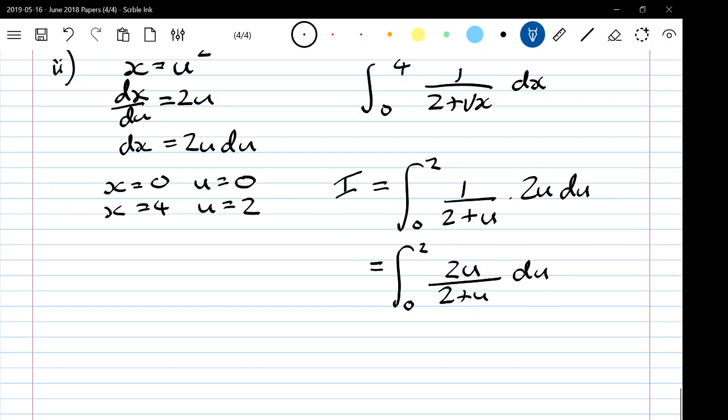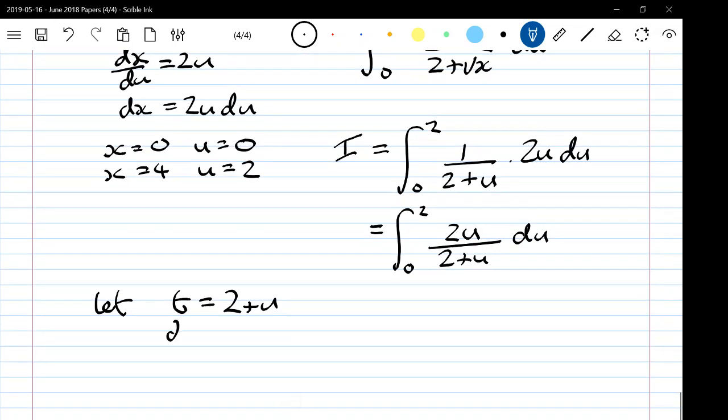The problem with that is I don't think that's an obvious integral on its own. It's one that you can do in a couple of ways. So I might do something like let t equal 2 plus u. So dt by du equals 1, so dt equals du. So if I now do another substitution, the integral becomes the integral of, well 2u is twice t minus 2.